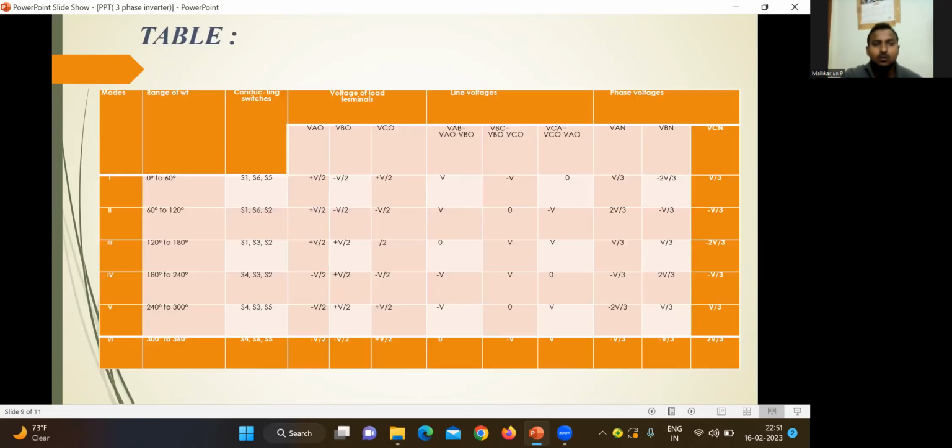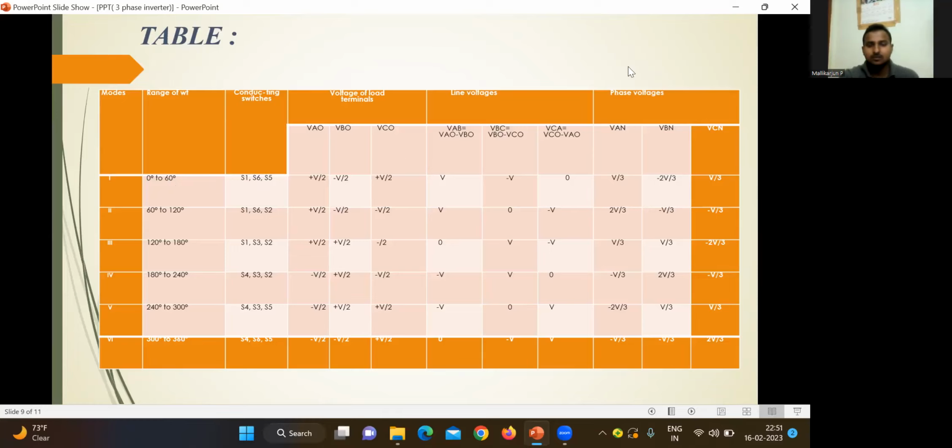See, for example, in mode 1 from 0 to 60 degrees, thyristors T1, T6 and T5 are conducting. T1 is the positive group, T5 is also the positive group. Whether we call them T or S, that is okay, no issue. S1, S6, S5 are the thyristors conducting during the duration of 0 to 60 degrees.